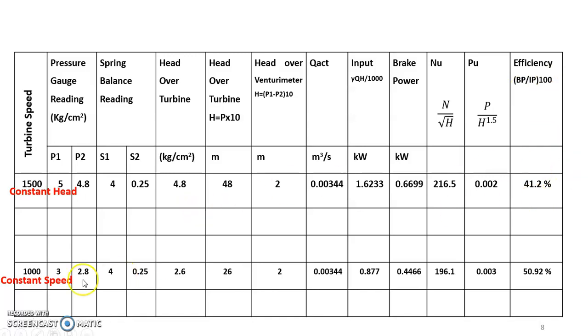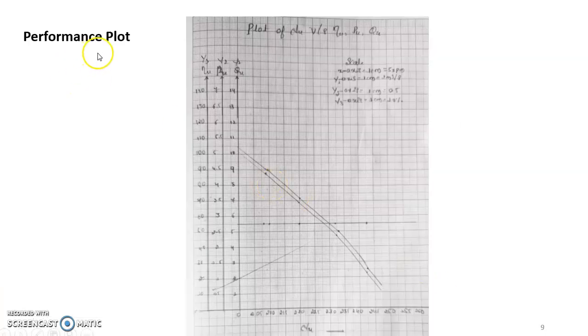Now the same is repeated in the constant speed phase. Just the change is that turbine speed is kept constant. We just adjust the head in such a way that turbine speed, in all the trials, becomes 1000. So the same thing is repeated and efficiency is also calculated. Now by using the unit quantities and efficiency, we could plot performance curves here. It's a plot of NU versus QU, NU versus PU, and NU versus efficiency. You have two curves which have negative or reducing slopes, and there is one straight line, which is parallel to NU.